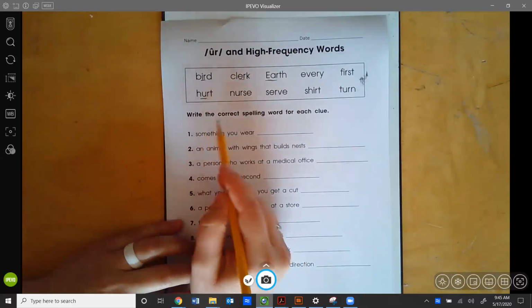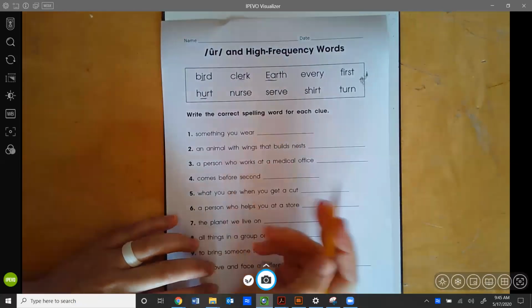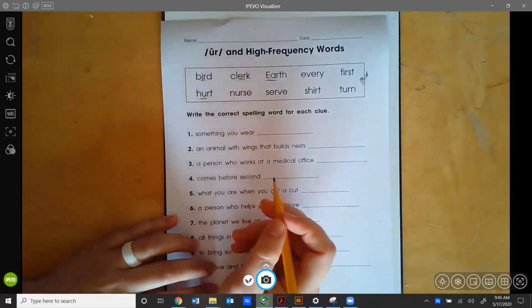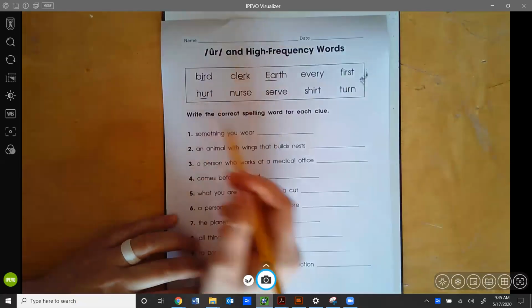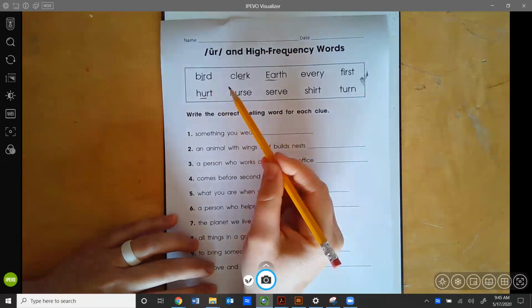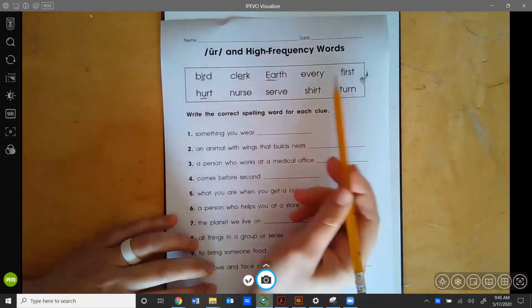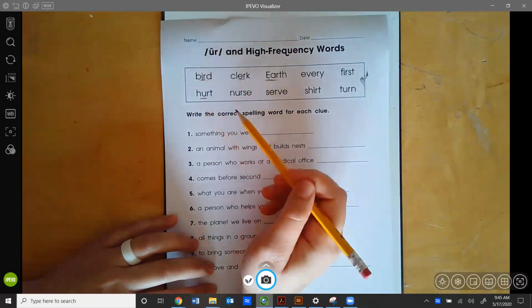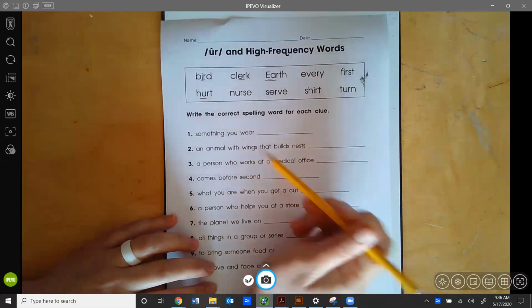You are going to write the correct spelling word for each clue. So number 1 says something you wear. Okay, well, I like to go through all of my words, so I'm just going to do that really quick. Let's see, something you wear: bird, nah, clerk, earth, every, first, those are not things anybody wears. Hurt, nurse, serve, shirt. Oh, shirt. A shirt is something you wear.